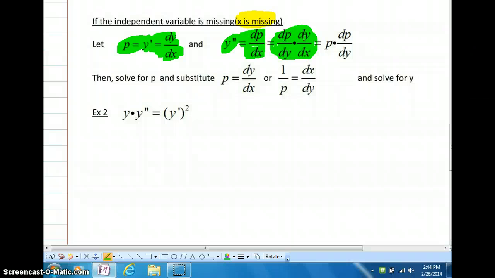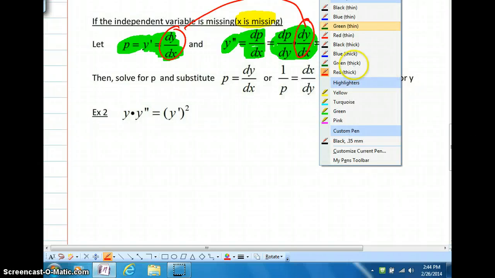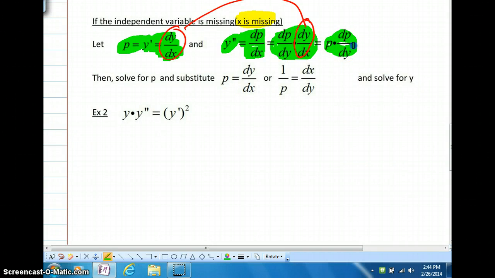But what did we call dy dx? Look at our first substitution. We called it p. So where you see dy dx, instead of writing dy dx, replace that with p. So y double prime, according to the chain rule, is dp dy times p. We could just move that p out in front. That is how we make this adjustment. We're going to solve for p and then substitute and move on from there.